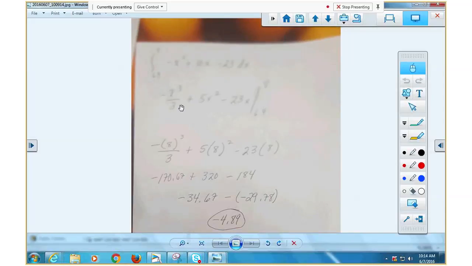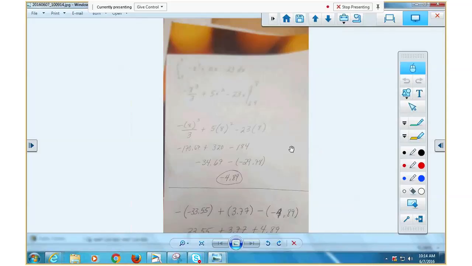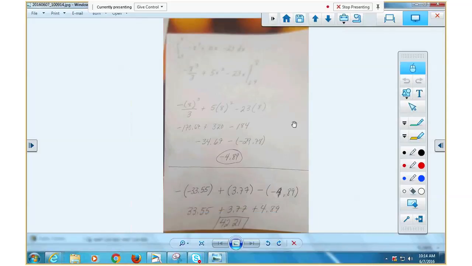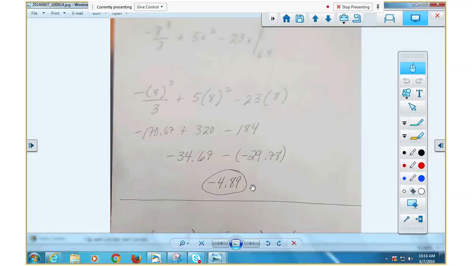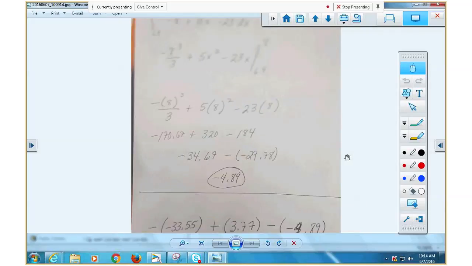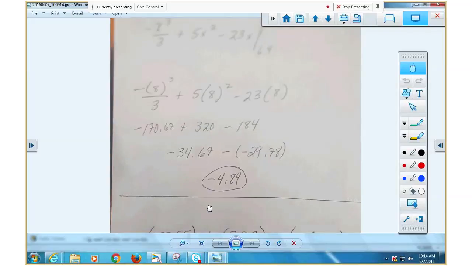Anyway, at 8 and 6.4, plug in 8, and I got negative 4.89, which again tells us that it is below, so we don't need to just forget this because I didn't do the math right because I put negative. So that would be negative 3.55 plus 3.77 minus 4.89.